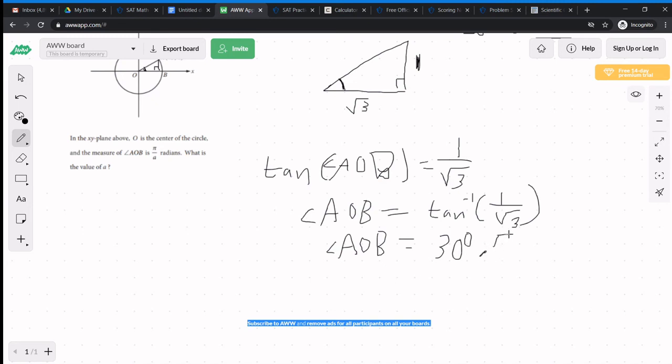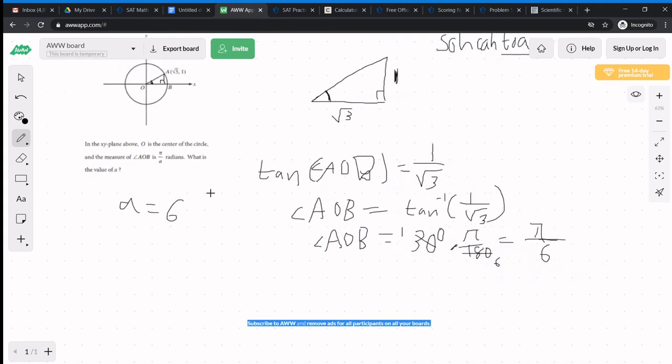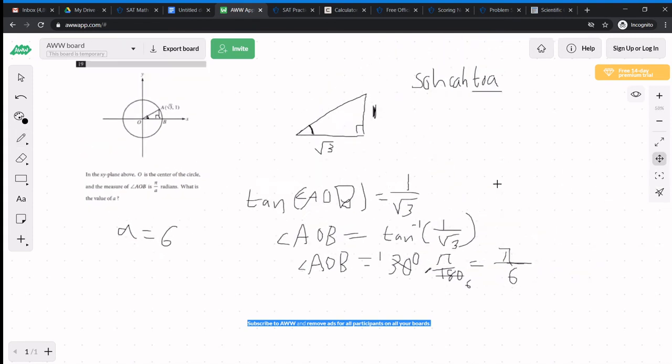We'll do pi over 180 to convert from degrees to radians. Remember, if you're converting from degrees to radians, degrees are on bottom. And we get 30 pi over 180, and we just simplify this really quick, pi over 6. So A equals 6. Quick way to figure it out.